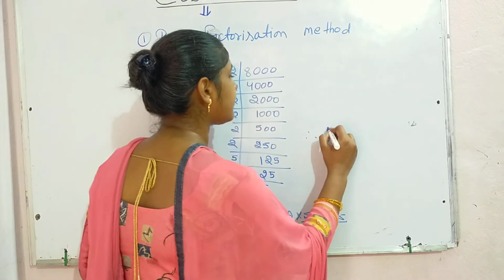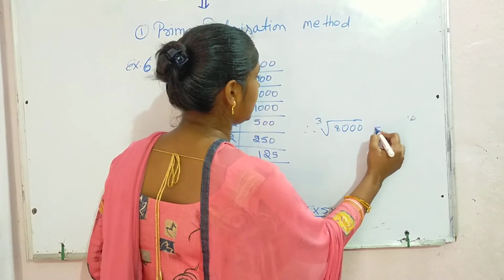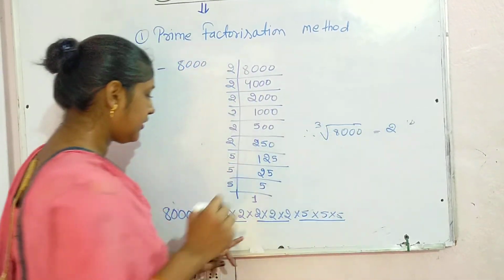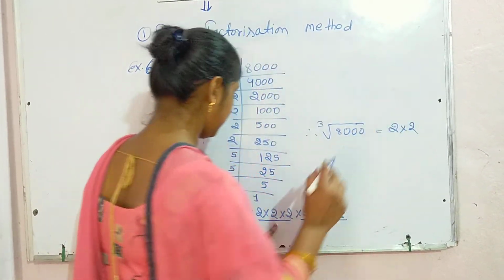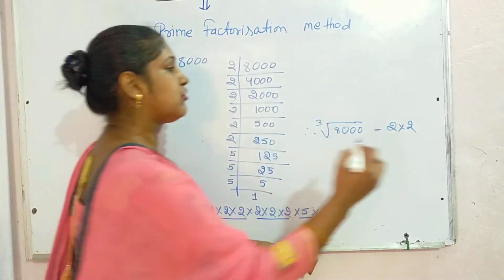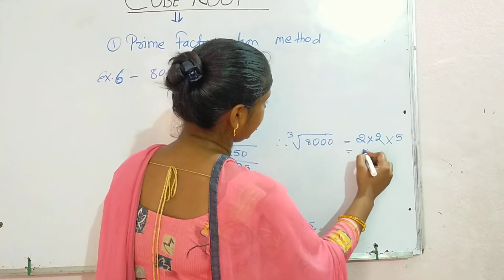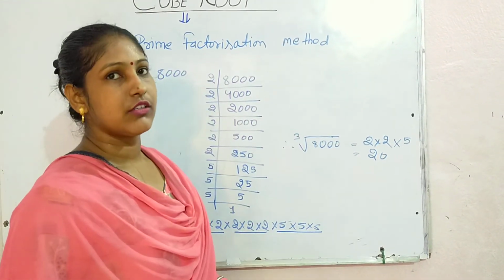Therefore, cube root of 8000 is equal to one number from the first group, which is 2, multiplied by one number from the second group, which is 2, and one number from the third group, which is 5. So when we multiply all the numbers, we get 20. So we can say that the cube root of 8000 is 20.